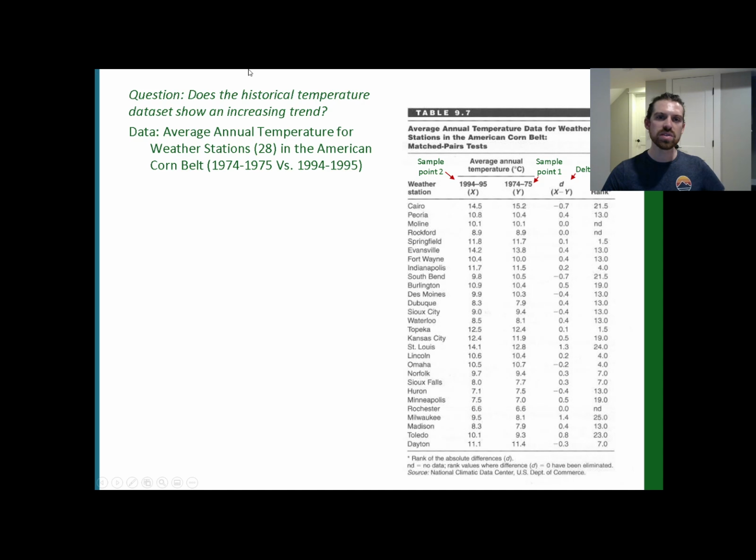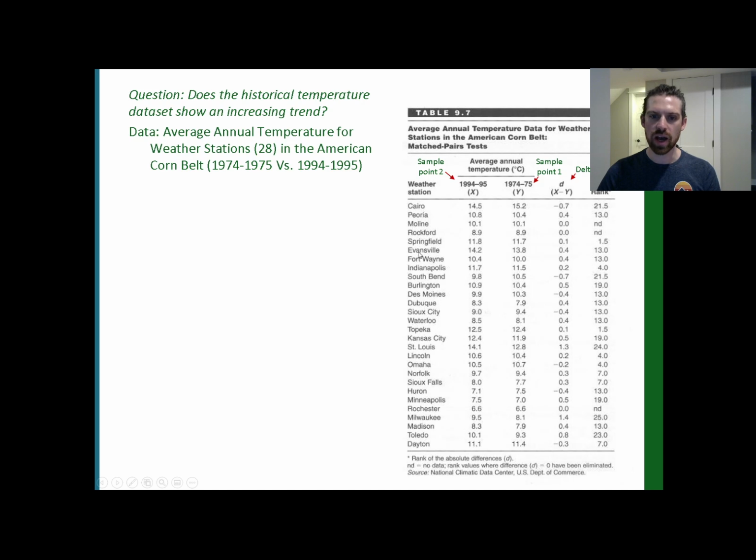And the question is, does the historical temperature data set show an increasing trend? We're focusing on the average annual temperature for weather stations in the American Corn Belt between 1974 and 75 versus 1994 and 95. Okay, so they're the season ranges, and we've got these two different time points for the 70s and the 90s. Probably long before most of you were born. And we have this data here. We've got the 90s data in this column, the 70s data in this column, and then the weather station name down here.